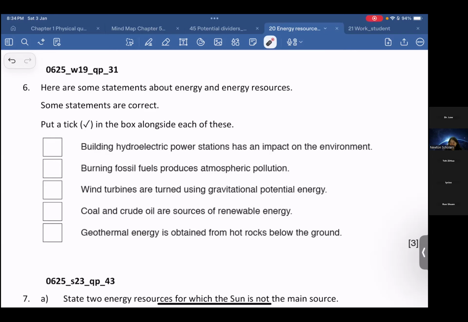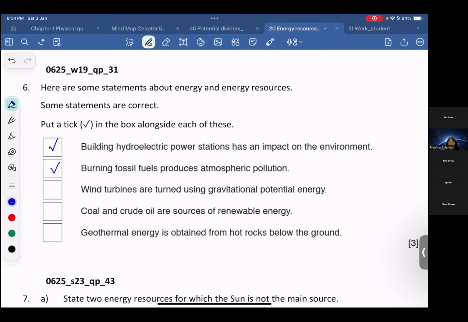Okay, done? So here, building a hydroelectric power station has an impact on the environment. Yes or no? Answer is yes, correct. Then second one, burning fossil fuel produces atmospheric pollution. Yes or no? Yes, correct. Okay, wind turbines are turned using gravitational potential energy. Yes or no? No.